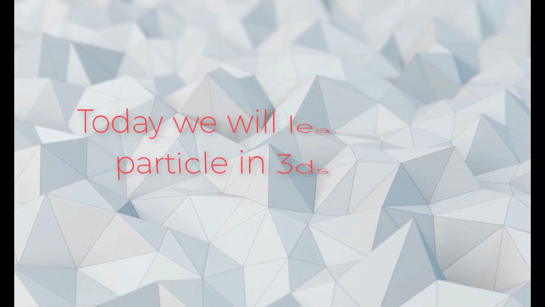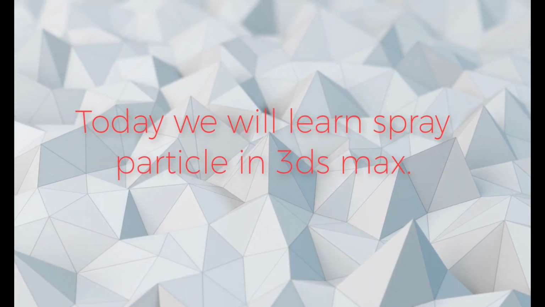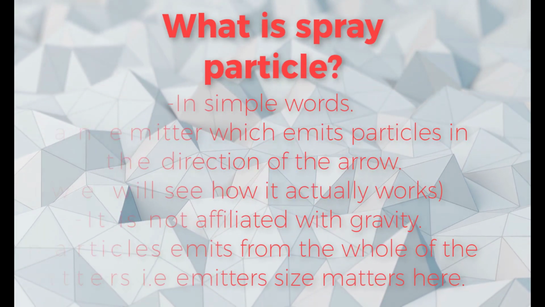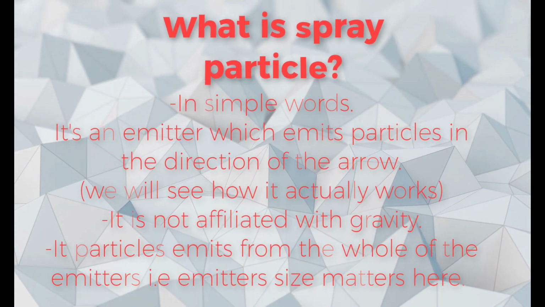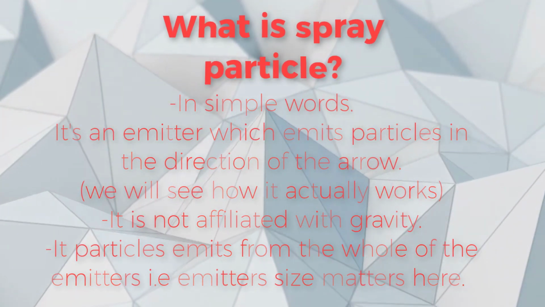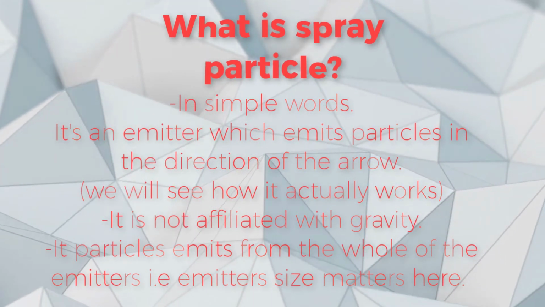Today we will learn spray particle in 3ds Max. Let's get started. What is spray particle? In simple words, it's an emitter which emits particles in the direction of the arrow. We will see how it actually works.